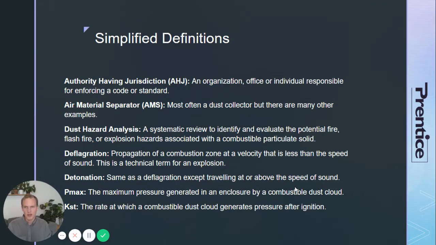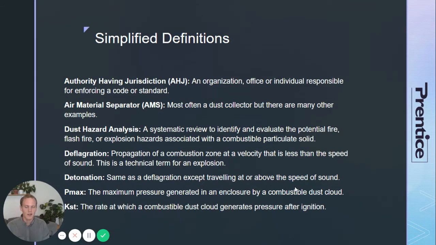A deflagration is an explosion. It's a technical term for an explosion, and all it means is that the explosion is traveling below the speed of sound. A detonation is similar, but instead of subsonic, you're at sonic or supersonic speeds.